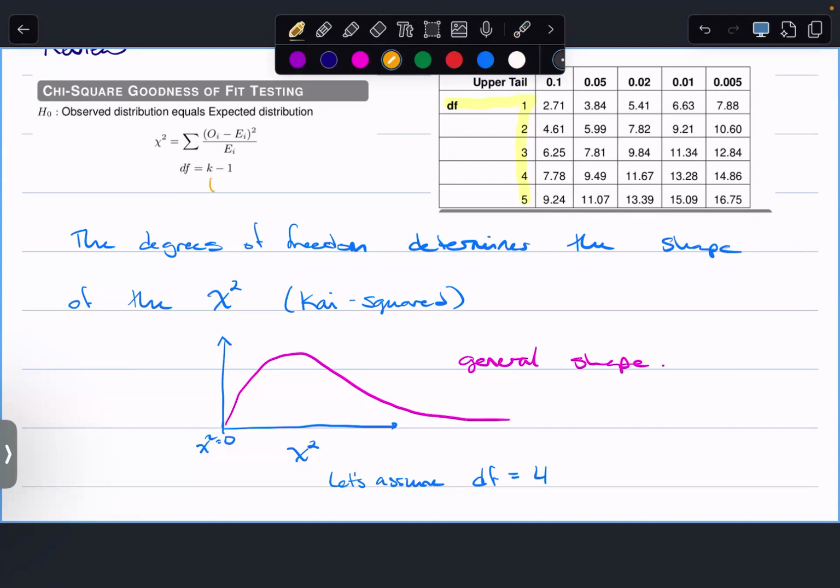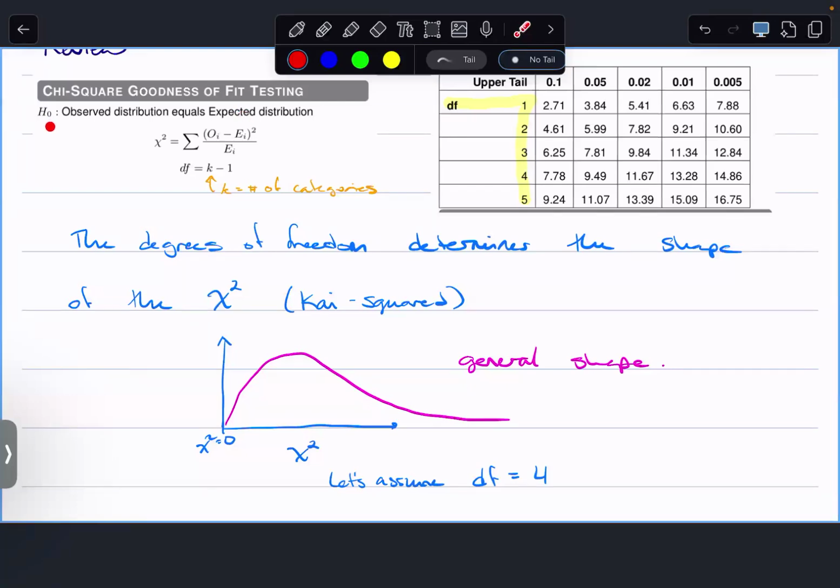And so here, K is the number of categories. By reverse engineering, if I say let's assume that I have 4 degrees of freedom, then I must have 4 plus 1 categories, so 5 categories. That's a lot of things I want to compare, right? And remember, the idea is now I have more than 2 proportions, or counts even, that I want to compare to each other, and how well do they fit a hypothesized distribution. And so that's where the goodness of fit testing comes in.